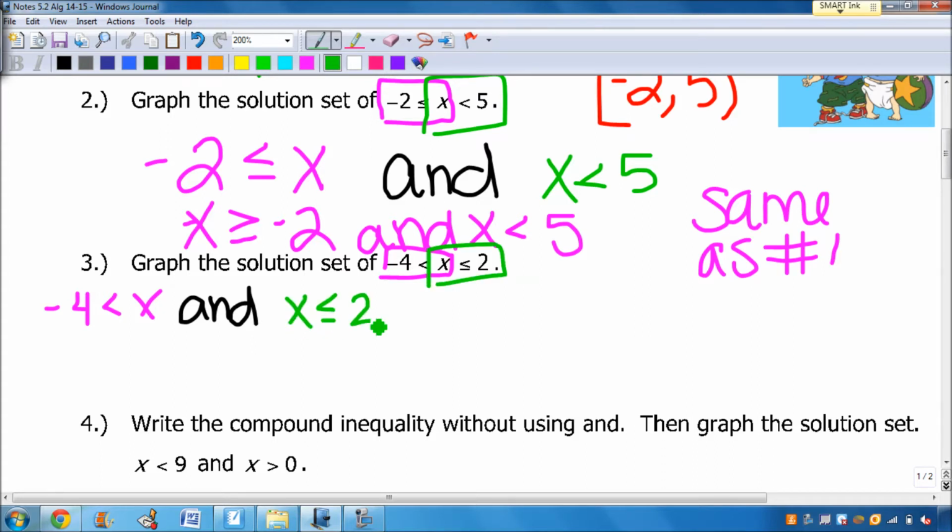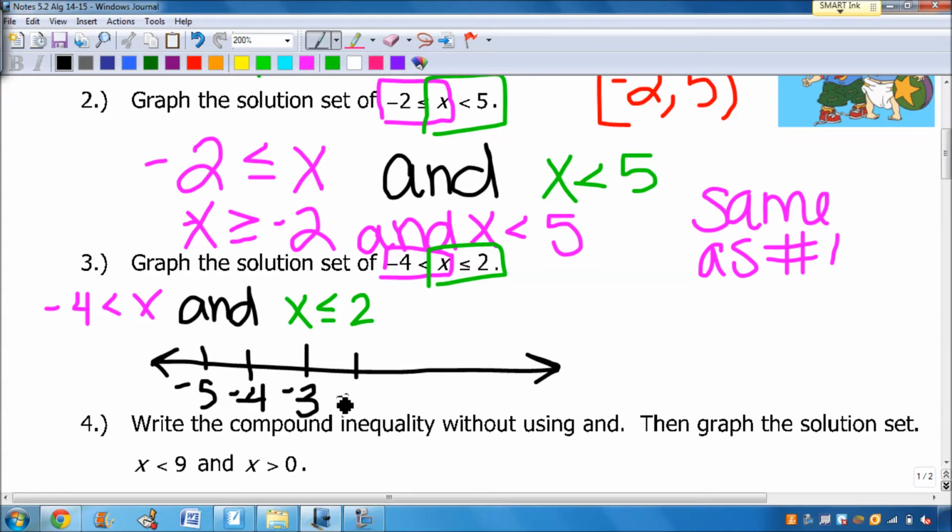All right, so then when I do this right here, I'm going to have my number line like this. And I'm going to go a little bit to the left of my lowest number, which is -4. So I'll start at -5, and I'll go all the way up until I get to a little bit to the right of my highest number, which is 2. So I'll stop at 3, okay?